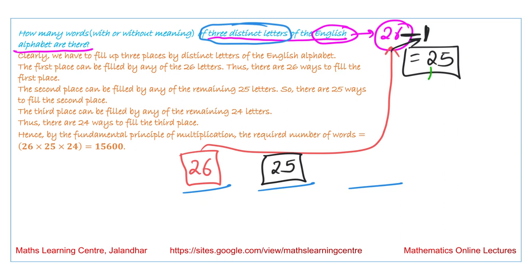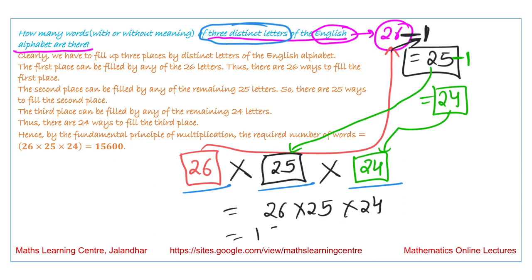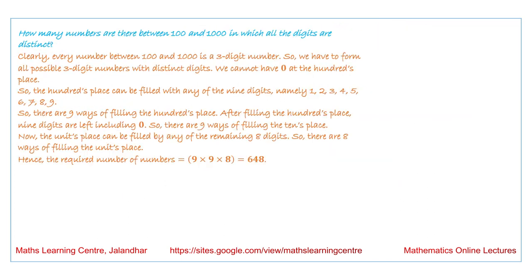Now for this third place, one more letter is being chosen. So we are left with these 24 letters. And these 24 can be placed at this third place. The total number of ways we have is equal to 26 into 25 into 24, that is equal to 15600. So we are saying that these processes are happening one after the other.